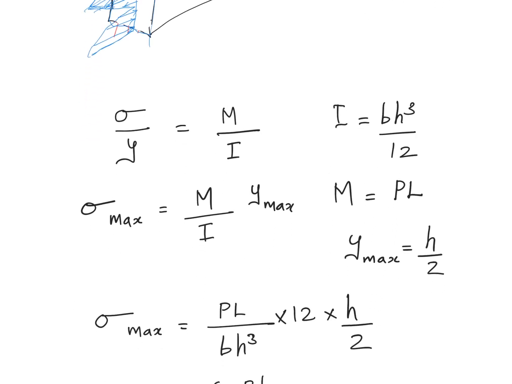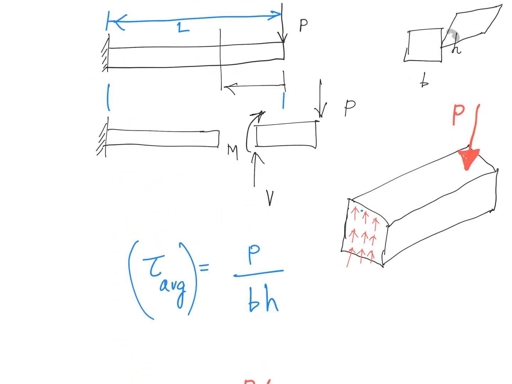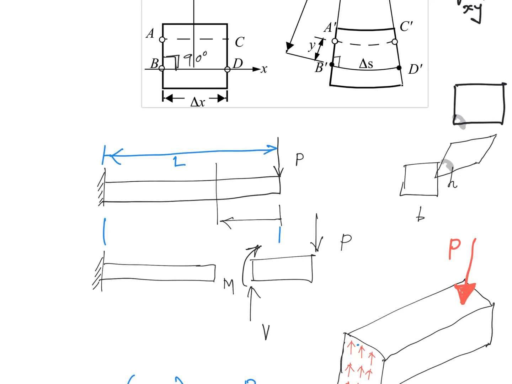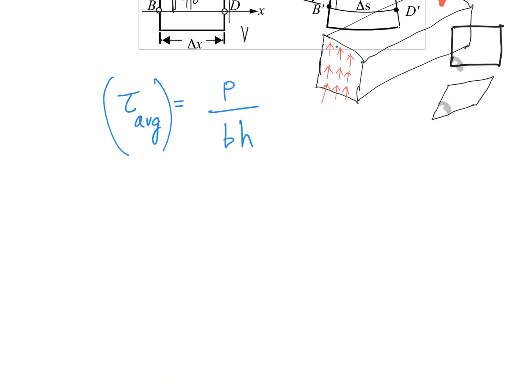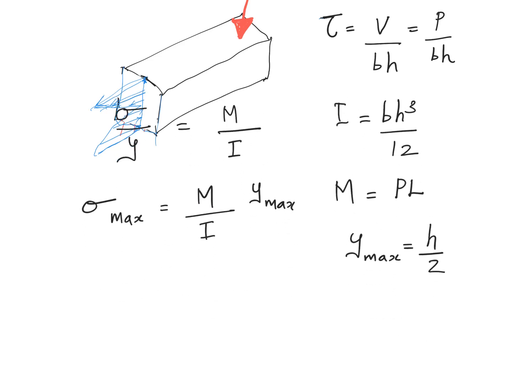Simple equations using the flexure formula, we have this. This is the flexure formula. So sigma max will be at the point where the cantilever is fixed. So at this point your bending stresses will be maximum. The bending moment acting at this particular section will be capital P times capital L. Very simple strength of materials stuff.